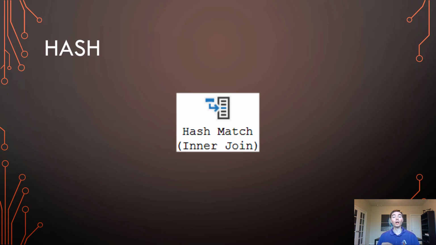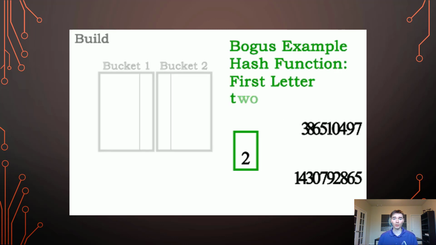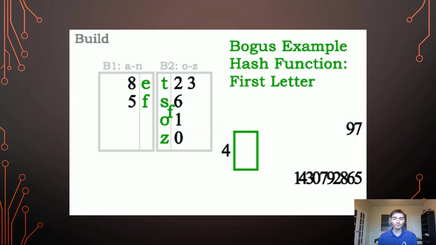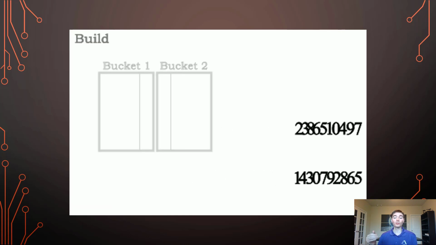First, though, a note about my fake hash algorithm. What I do is I just spell out the number I get, and I take the first letter. That's my fake hash. Okay, so there are two phases to this. We start with that top input, which will be called the build table. And we hash each of those values and put them into a hash table. Now, realistically, that's not what a hash table looks like, and that's not how a hash table works. Oh well.